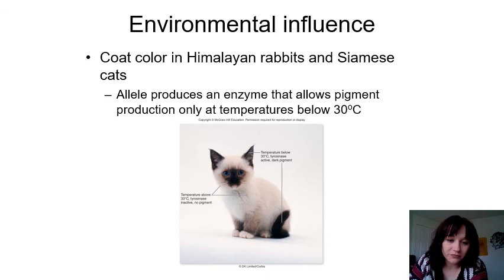And so we've got pigment in the ears, the tail, the face, parts of the body that are cooler. However, in other parts of the body that are warmer, even though they had the allele for pigment, the enzyme didn't get warm enough, and so they didn't have pigment in that fur.